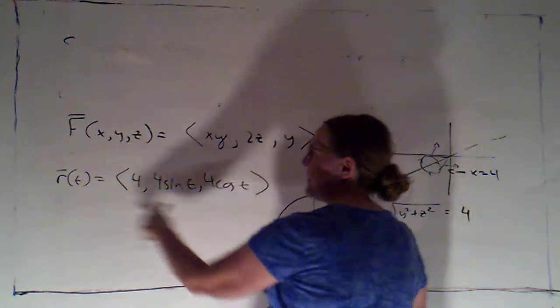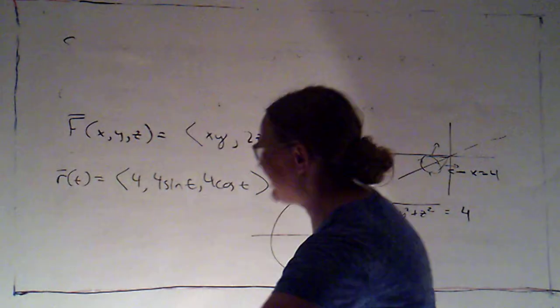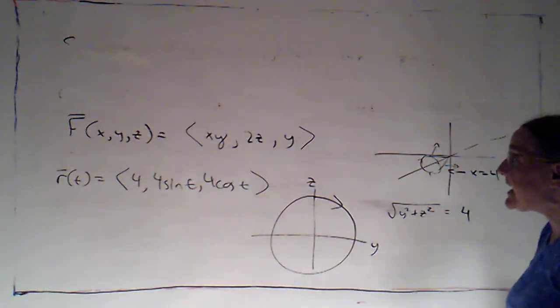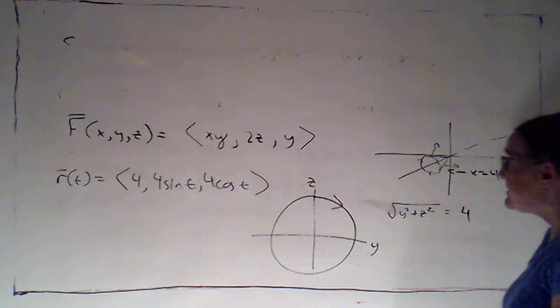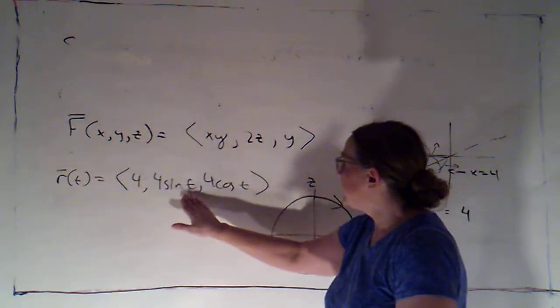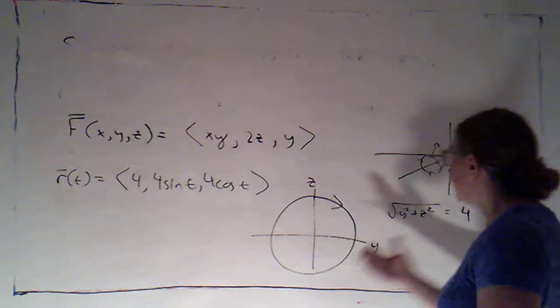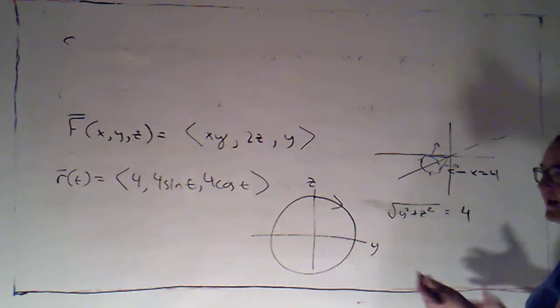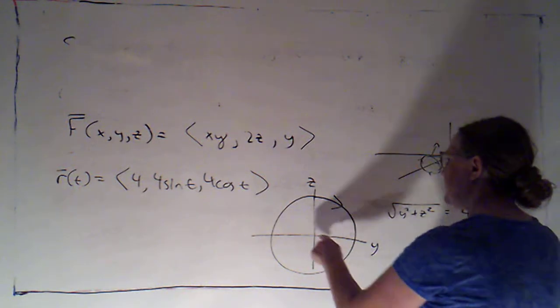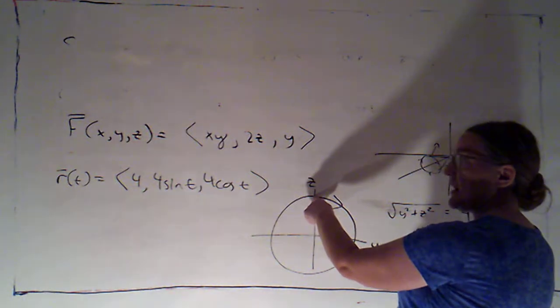Doesn't matter, I could go with theta, but then I'd have to write theta there. We'll go with t. Okay, I can double check. If t is 0, I would be at 4, 0, 4. So I'm forward 4, I'm in the plane x equals 4, but y would be 0 and z would be 4, so I'd be up here.